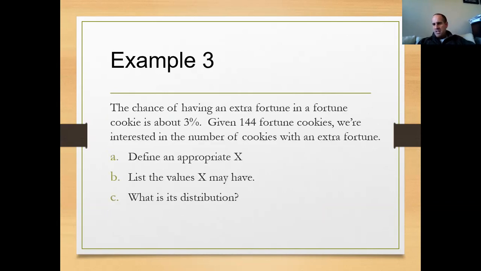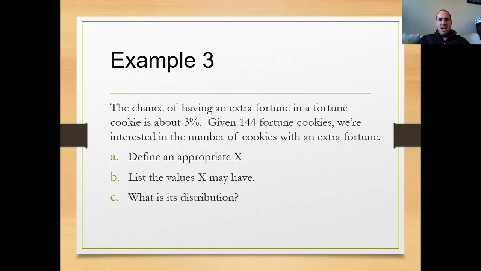So we stopped with these couple of examples. Let's look at this example right here. The chance of having an extra fortune in a fortune cookie is about 3%. Given 144 fortune cookies, we're interested in the number of cookies with an extra fortune. We might say to ourselves, we know exactly two discrete distributions right now, the binomial and the Poisson. Which of those two seems to best describe this situation?